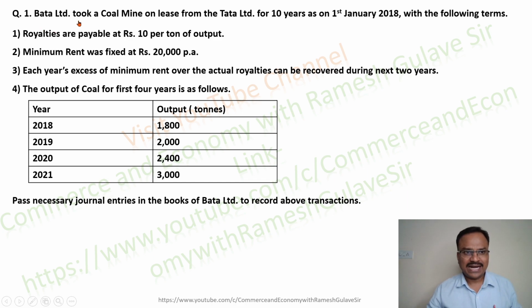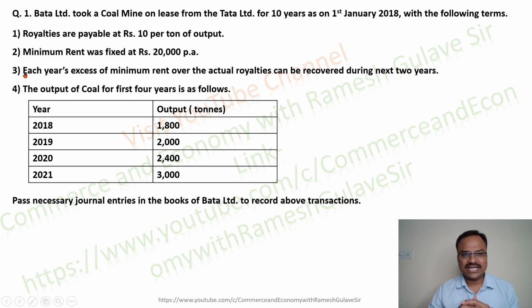The question says Bata Limited took a coal mine on lease from the Tata Limited for 10 years as on 1st January 2018 with the following terms. First term says royalties are payable at rupees 10 per ton of output. So first condition is related to the rate of royalties, which is rupees 10 per ton. Second, minimum rent was fixed at rupees 20,000 per annum. So here the amount of minimum rent is 20,000 per annum.